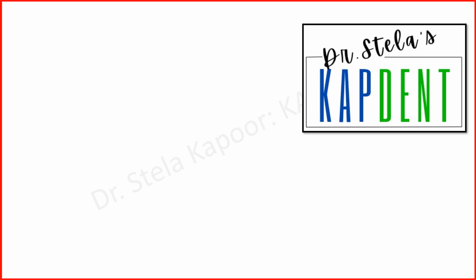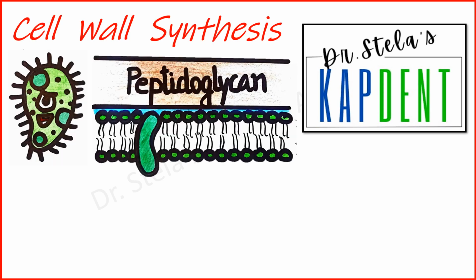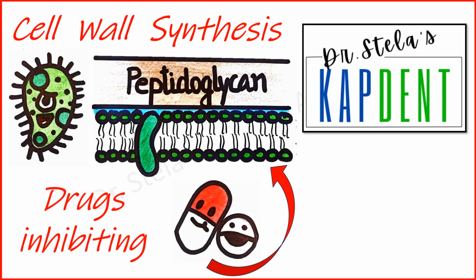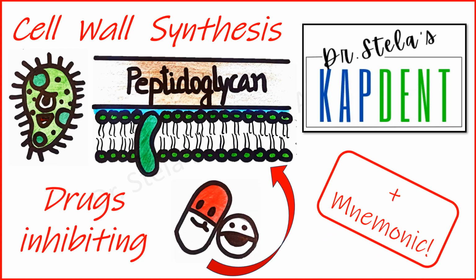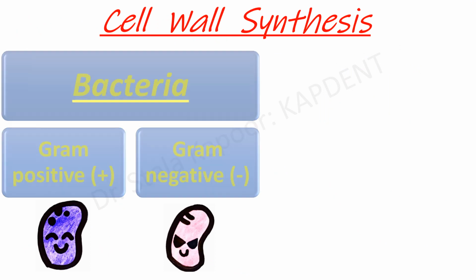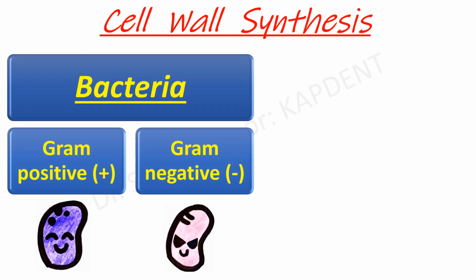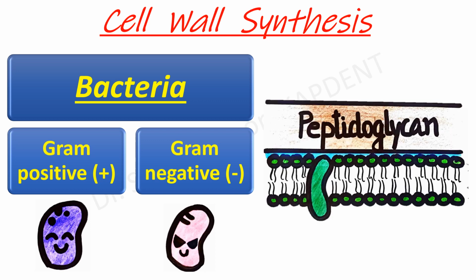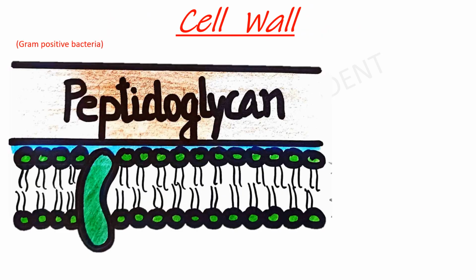Hello everyone, today I'll be teaching you about the synthesis of bacterial cell wall and the antibiotics or the antimicrobials which inhibit this process. Bacteria, although they can be divided depending on their structure into gram-positive and gram-negative, have a cell wall in both cases composed of peptidoglycans. The illustrative diagram on your screen represents the structure of a gram-positive bacteria.